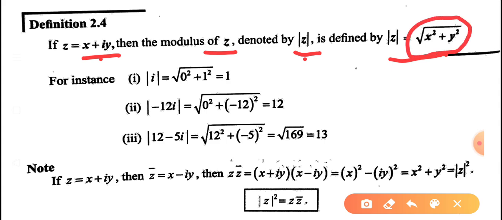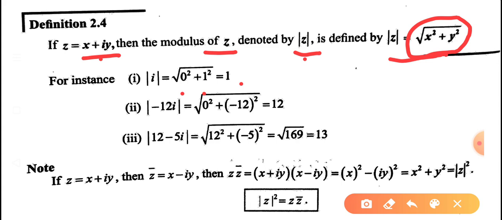For example, first one, modulus i. Here the real part is 0, so square root of 0 square. The coefficient of the imaginary part is 1, so 1 square. 0 square plus 1 square equals 1.